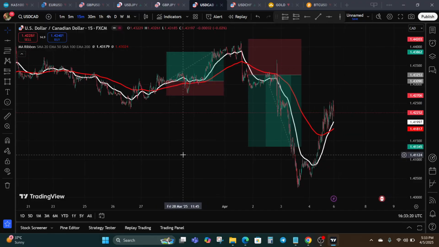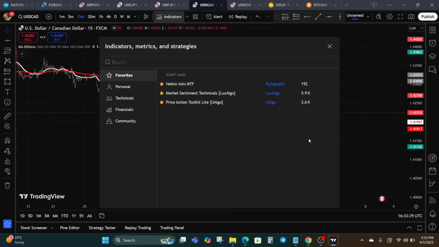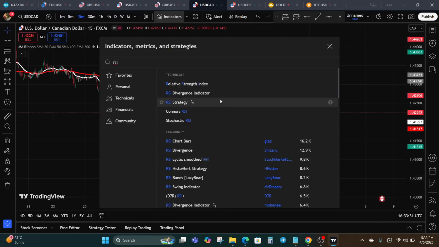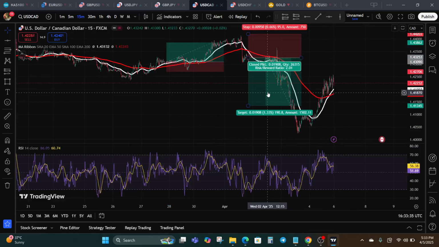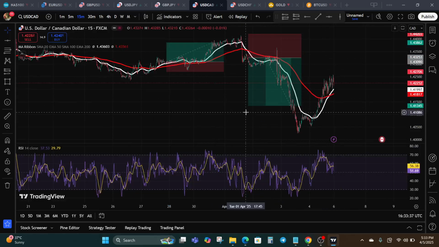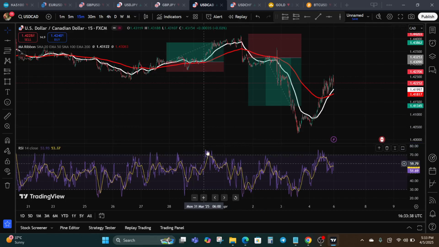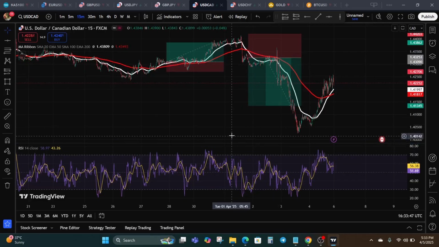While the best 15-minute EMA strategy can be effective on its own, you can also combine it with other indicators like the RSI or the MACD to increase your accuracy. For example, if the RSI is showing overbought conditions when you get a sell signal from the EMAs, it actually strengthens the likelihood of a successful trade.